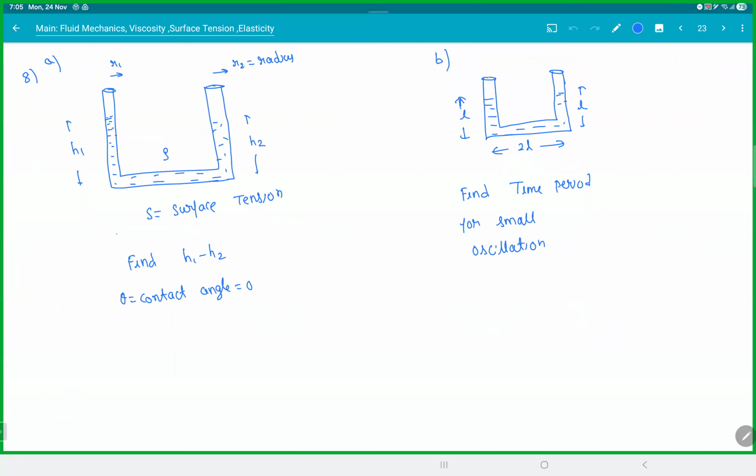Let's get this thing. Now, if you ignore the surface tension, we know H1 is equal to H2. But if you have surface tension, they won't be the same. How do you include that? The second thing is to find the time period for small oscillations.